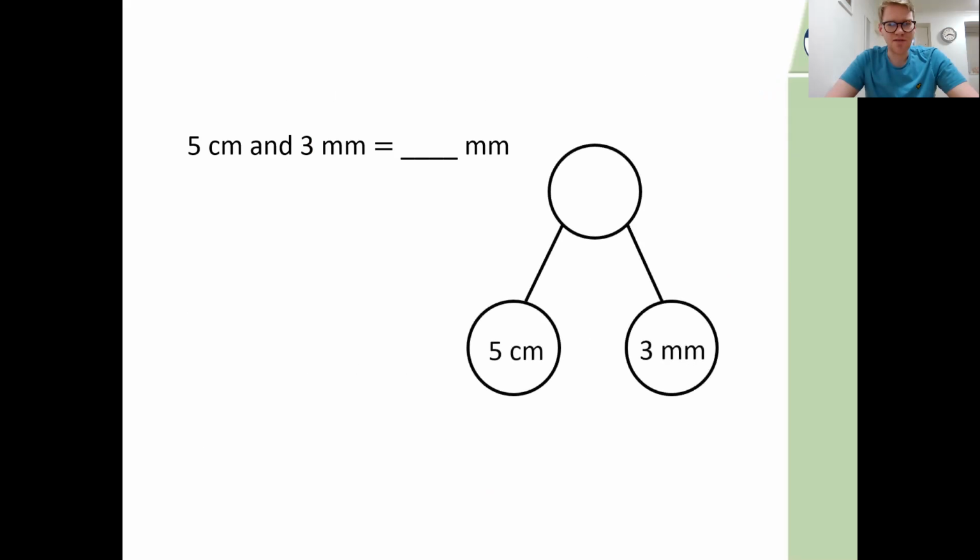Okay, quick bit of conversion then. So 5 centimeters and 3 millimeters. What's 5 centimeters in millimeters? It's 50, isn't it? So we can add those together. 50 and 3, it's 53.